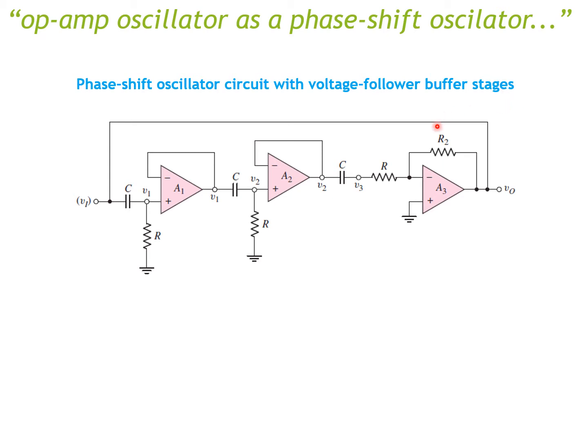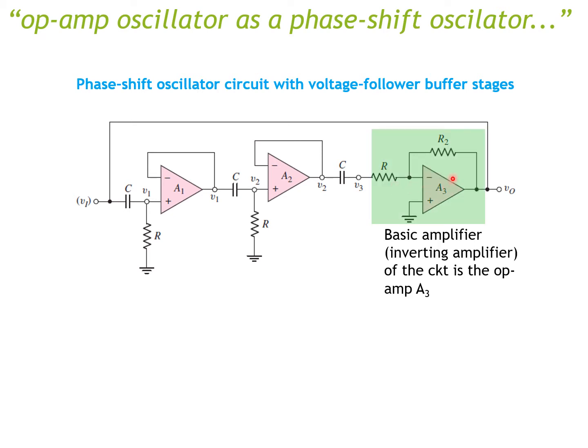Also, at the center of this phase shift oscillator is your basic amplifier, right? The basic amplifier in this case is actually an inverting amplifier. Okay, just go back to your op-amp in Electronics 1. You can see this.